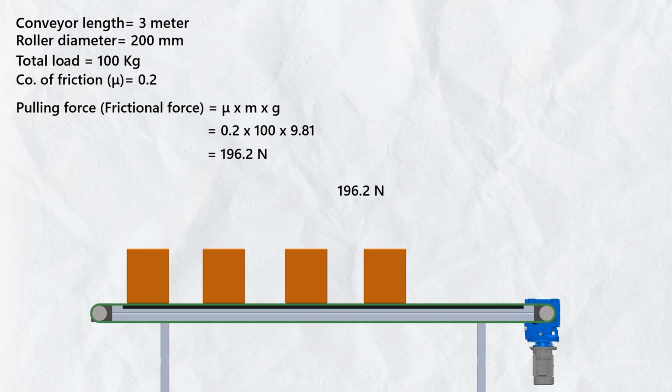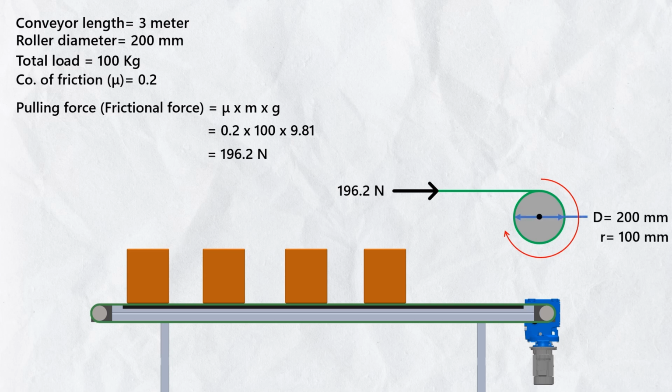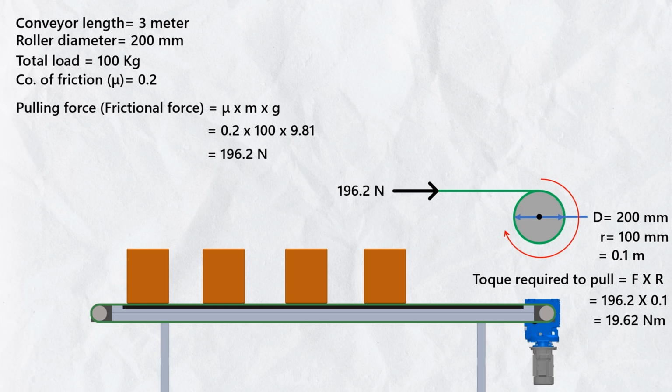Think of this pulling force as attached to the roller with a string. So when the roller rotates, this pull will act like a tangential force, something like this. To find the required torque, we need to multiply this pulling force by the radius of the driving roller. The roller has a 200 mm diameter, so the radius would be 100 mm, 0.1 meter. So the required torque would be 19.62 Newton meter. But we are not done yet.